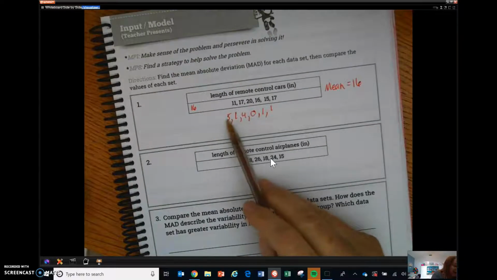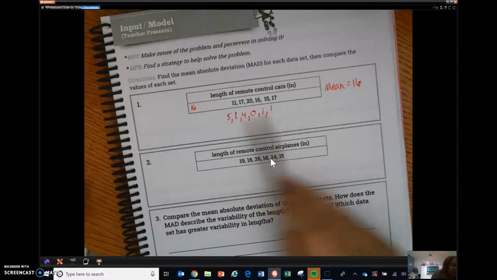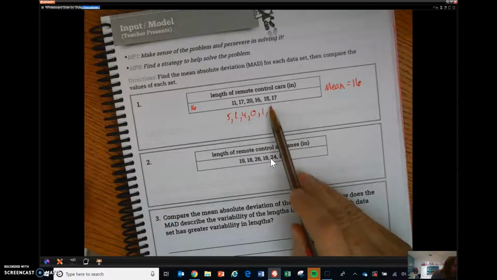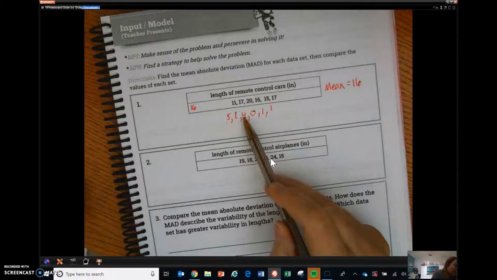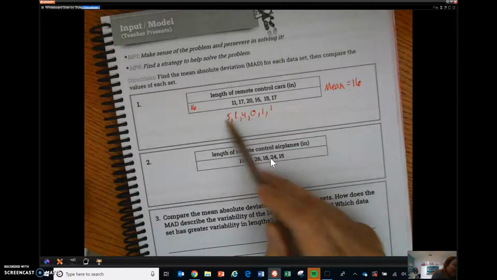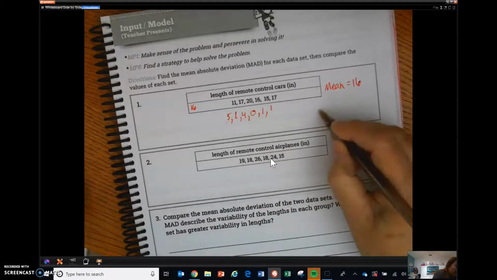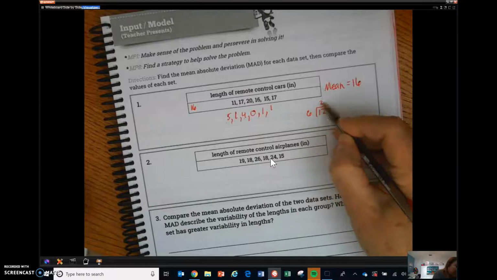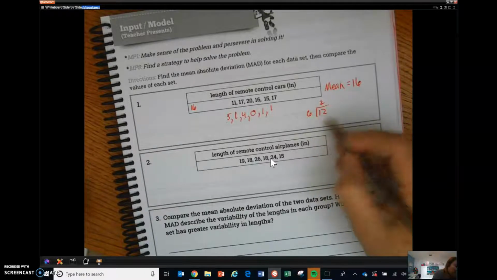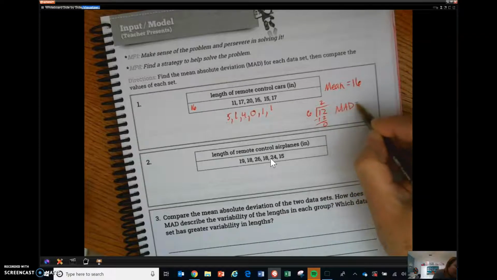Okay, so now we're going to take the mean of this. That just means add them all up and divide by 1, 2, 3, 4, 5, 6. So 5 plus 1 is 6, plus 4 is 10, 11, 12. And I said we're dividing by 6, so 6 goes into 12 2 times. So the MAD equals 2.